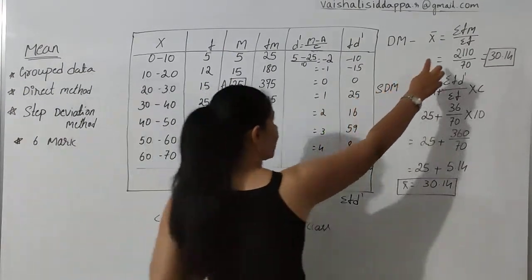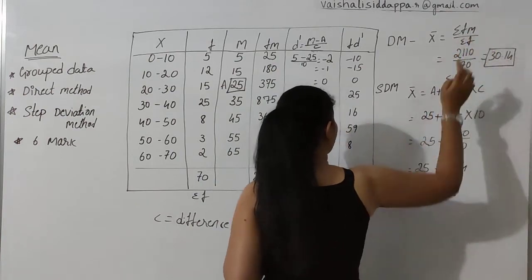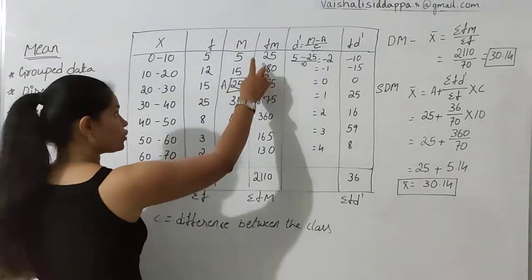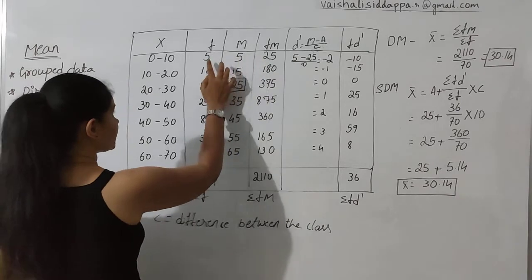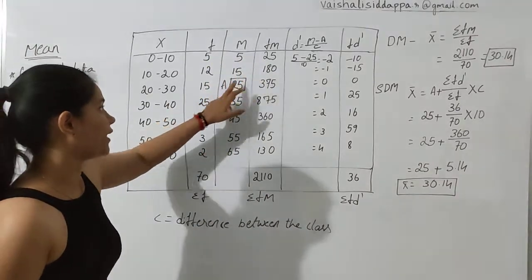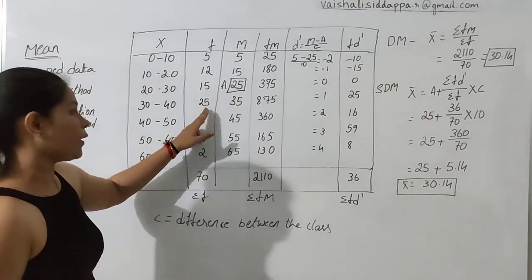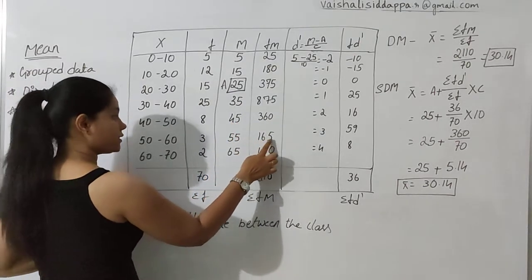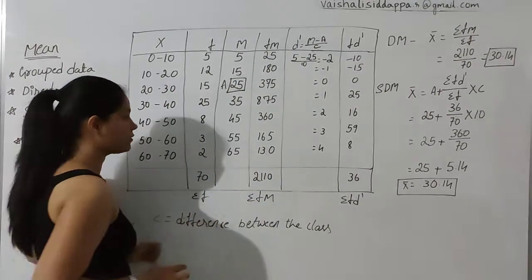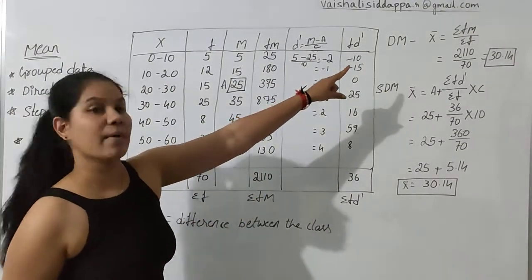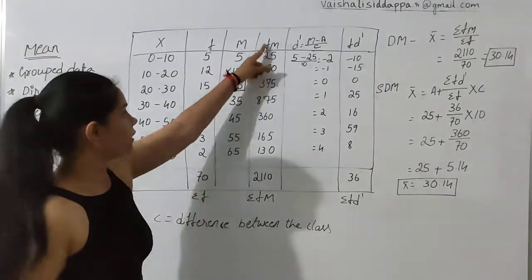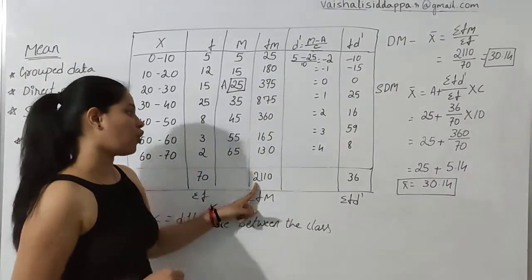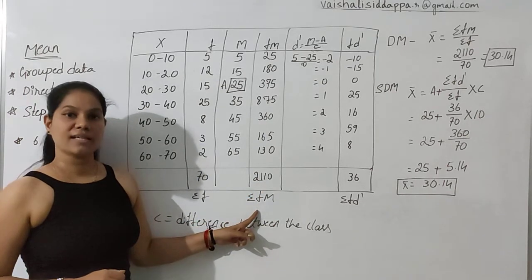Now, according to the formula, you already have f, and you know how to find m. So now you need fm, and sigma fm, the summation of fm. That is f and m multiplied. 5 into 5, 12 into 15, 180. 15 into 25, 375. 25 into 35, 875. 8 into 45, 360. 3 into 55, 165. 2 into 65, 130. Now you need sigma fm, which is adding all of these fm values. So now you got 2110. That is called sigma fm.